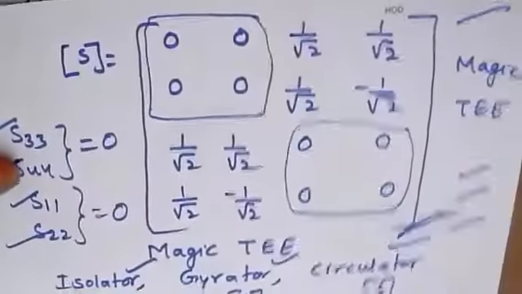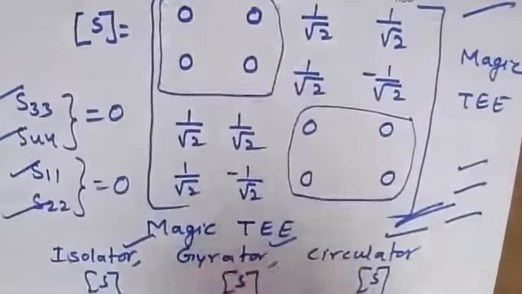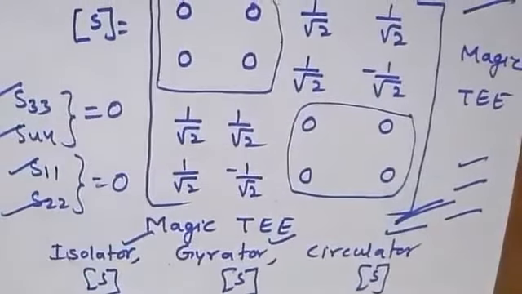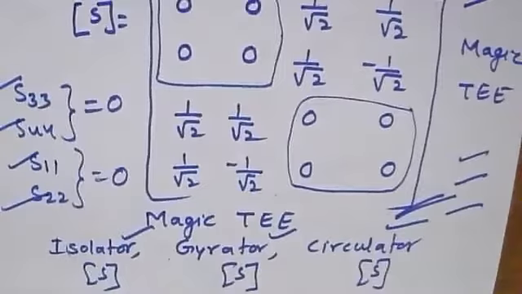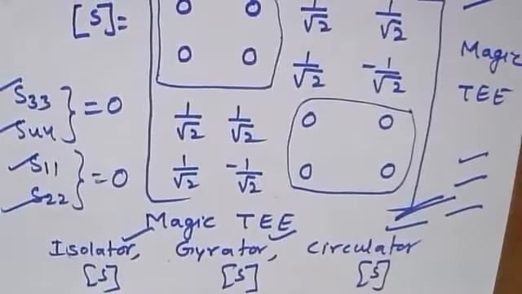Is that the S matrix calculations? How was the class today? Were you able to understand the concept of how to derive the S matrix for E plane, H plane, and magic T?